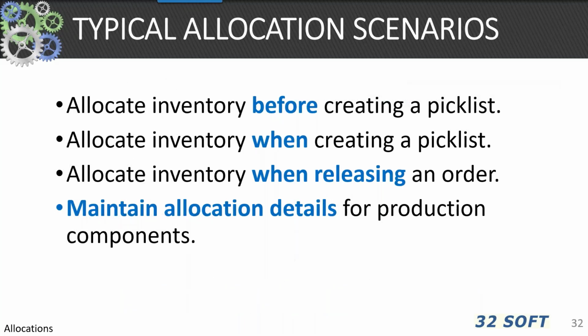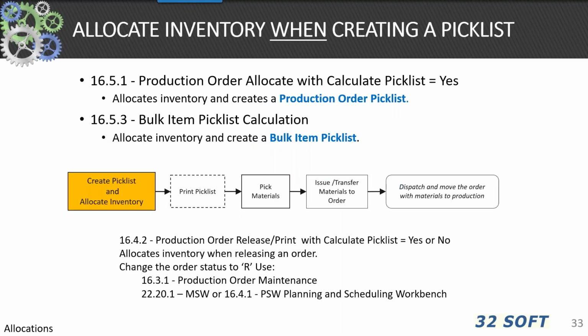Let's look at a couple of scenarios that you might encounter when allocating components to a production order. You might do it when you're releasing, and you might want to maintain detail allocations. You might want to allocate inventory when you're creating a pick list. Then you would use the 16.5.1 production order allocate, with calculate pick list set to yes. This allocates inventory and creates a production order pick list.